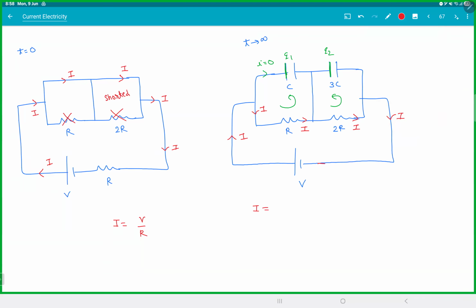There is one more resistor here. So V by 4R minus Q1 by C plus IR is equal to 0. Q1 is CV by 4. Minus Q2 by 3C plus I into 2R is 0. Q2 will be 3CV by 2.